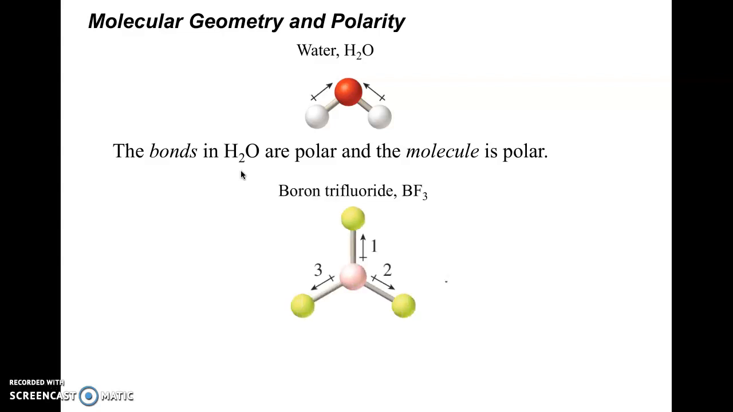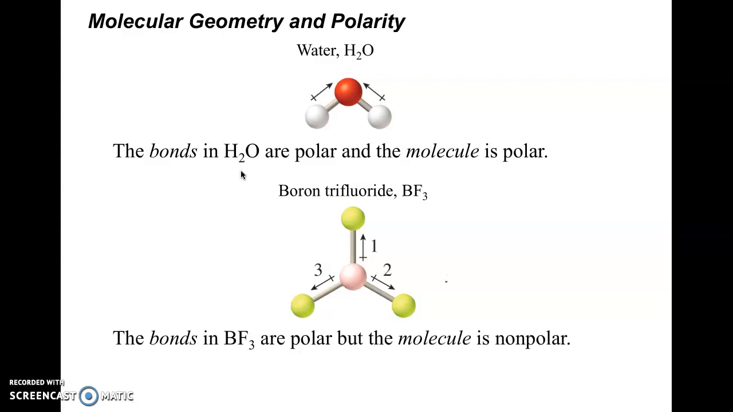Another example is boron trifluoride. The fluorine is much more electronegative and it's pulling the electrons away from the boron. It has a symmetrical shape. This is a trigonal planar molecule, and even though they're not pulling directly opposite from one another, the effect is that the charge is equalized, and therefore the bonds are polar, but the molecule is not.